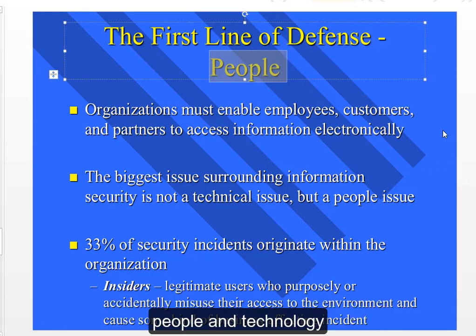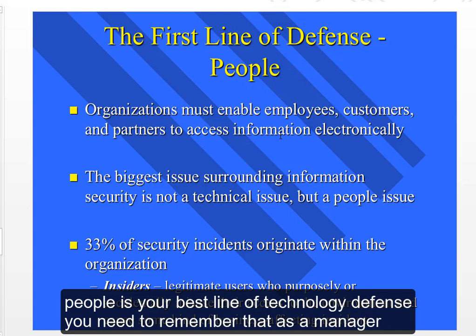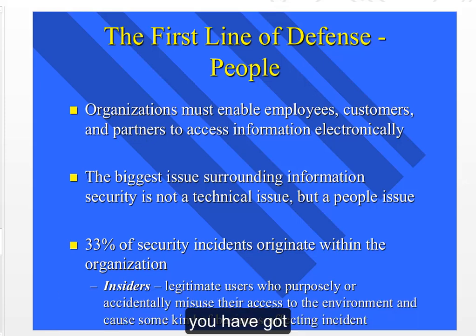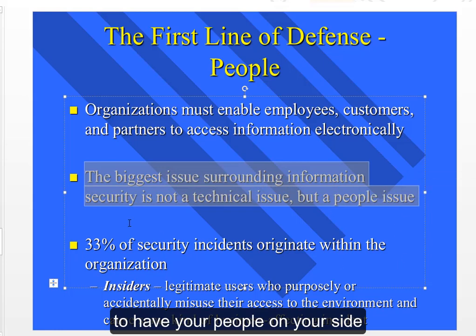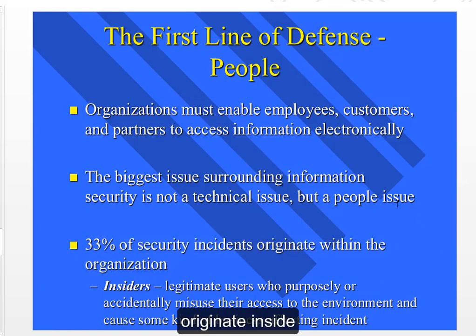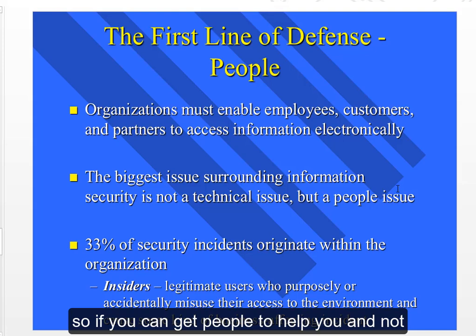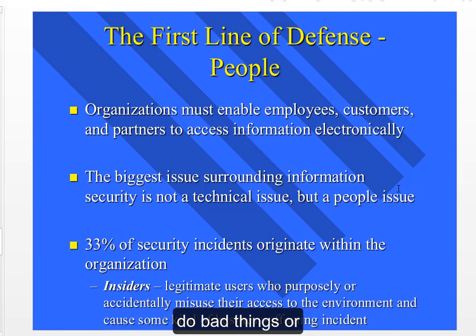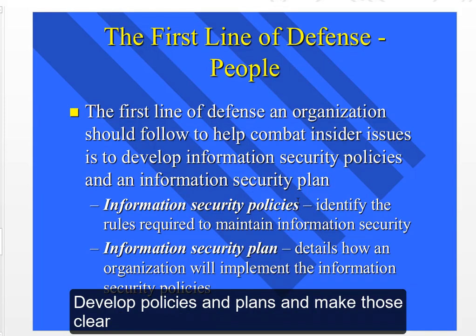people and technology. People is your best line of technology defense. You need to remember that as a manager. You have got to have your people on your side. 33% originate inside. So if you can get people to help you and not do bad things or dumb things, it is to your advantage. How do you do that? Develop policies and plans and make those clear.